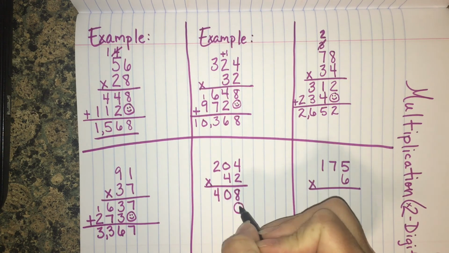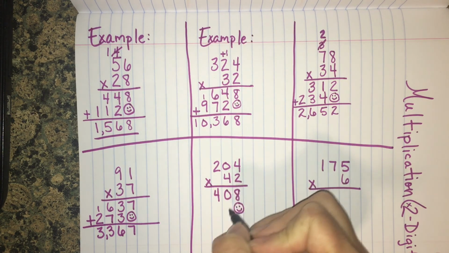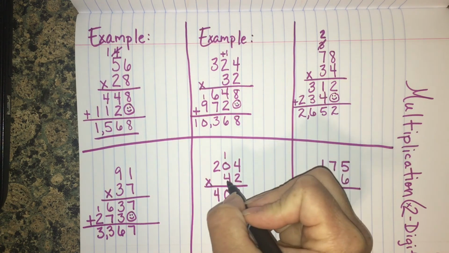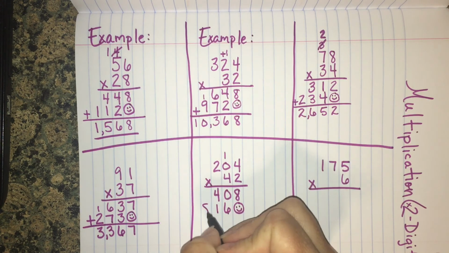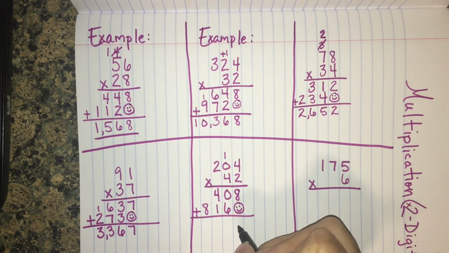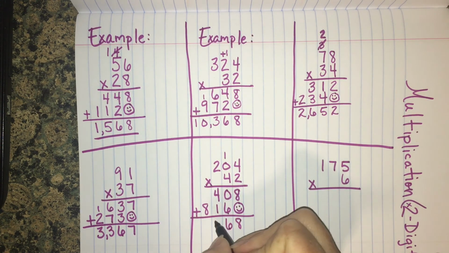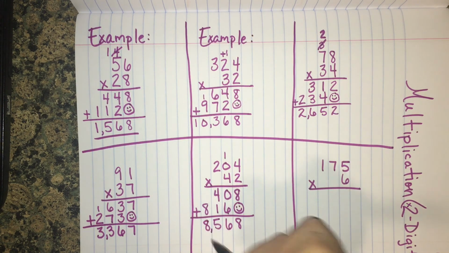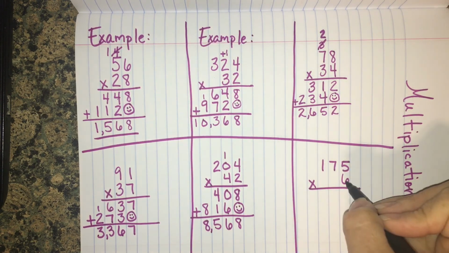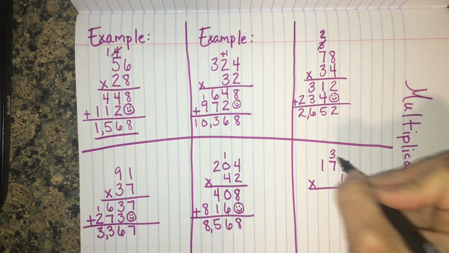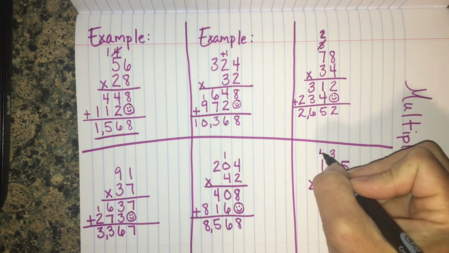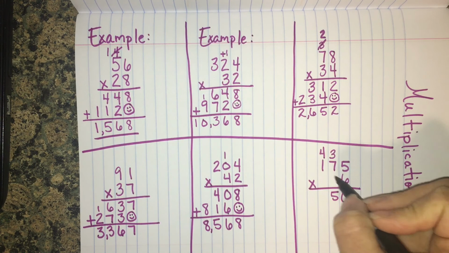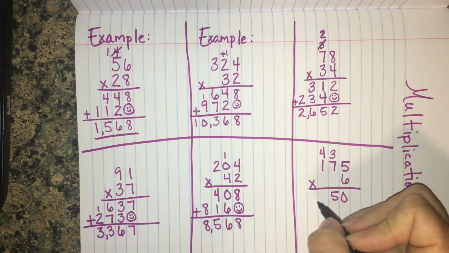This one, 4 times 2 is 8, 2 times 0 is 0, 2 times 2 is 4. I put my placeholder 0. 4 times 4 is 16. 4 times 0 is 0, plus 1 is 1. 4 times 2 is 8. And I add these guys up to get 8,568 as a product. The last one, 6 times 5 is 30. 7 times 6 is 42, plus 3 is 45. And 6 times 1 is 6, plus 4 is 10.